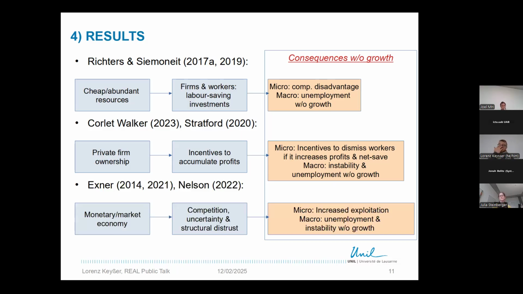Lastly, Exner and Nelson focus more on the fundamental structure of the monetary economy, also synonymously market economy, which inherently leads to competition, uncertainty, structural distrust between people. So on a micro level, without growth, the firm, for instance, needs to accumulate money to ensure against this uncertainty, including via increased exploitation of workers, for instance. And on a macro level, again, accumulation to ensure against uncertainty, leading to unemployment, instability without growth.